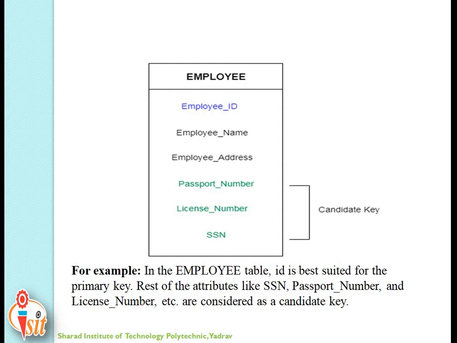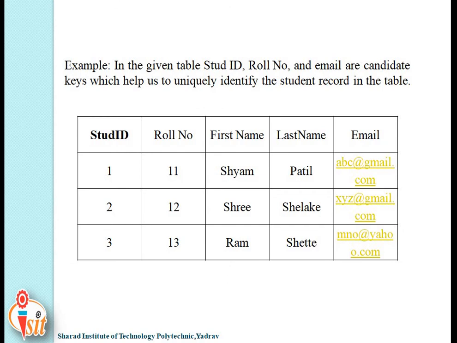Now here is one example of a candidate key. In the employee table, ID is the best suited for the primary key. The rest of the attributes, like SSN, passport number and license number, etc., are considered candidate keys. Take another example. In the given table, student ID, roll number and email are the candidate keys which help us to uniquely identify the student record in the table.